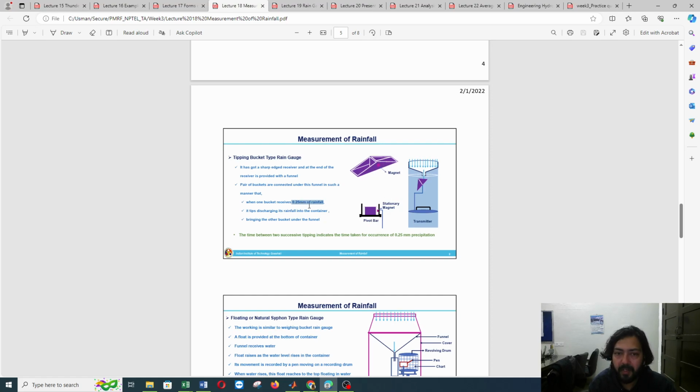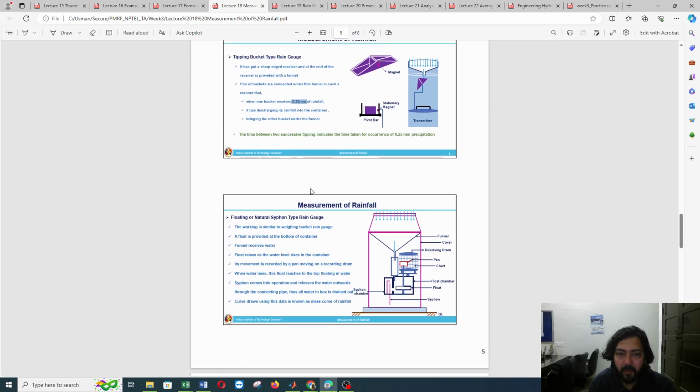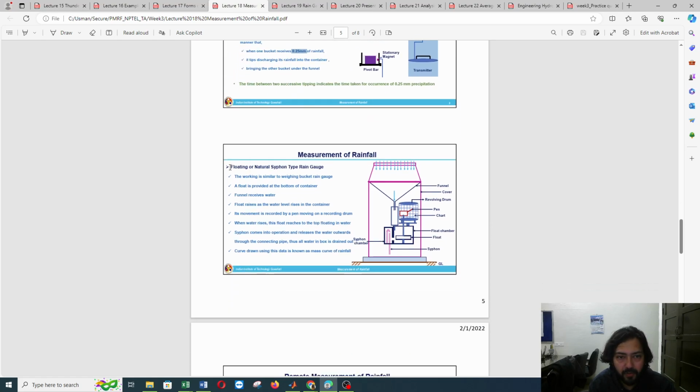Similarly, how many times will we get a reading? Once this much rainfall is collected in either of the buckets, it will tip, so it depends upon the intensity of rainfall. So this is the tipping bucket. As I said earlier, the floating bucket works similarly to the weighing bucket, with a similar arrangement, but the difference is that it gives us the mass curve of rainfall. It doesn't give us the accumulated rainfall. It gives us the mass curve of rainfall.